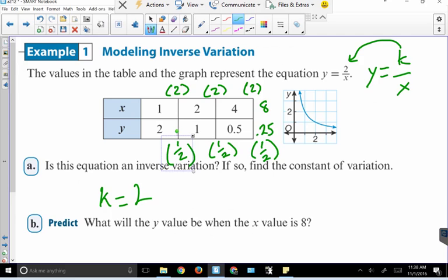Now, what happens if I just wanted to take my x and put it into here? If we said that y is equal to 2 over x, what's x? 8. What is 2 over 8 simplify down to? Does that simplify down to 1/4? Is 1/4 the same as 0.25? There it is.